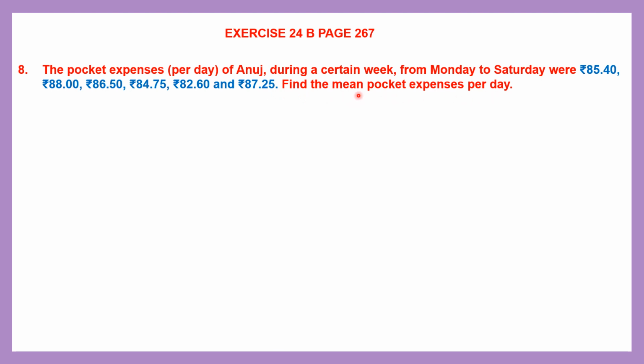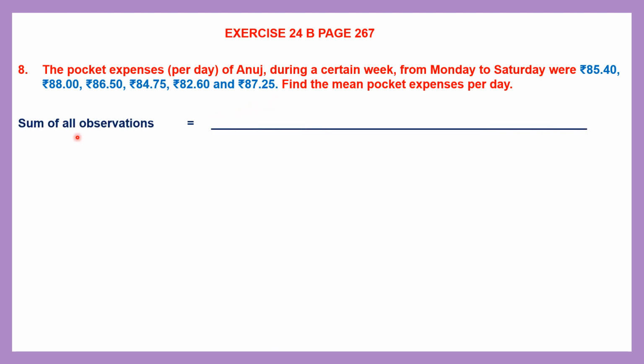So we are still continuing with data handling and we are doing mean in all these questions. Here we have been given the pocket expenses of a person called Anuj, per day, during a week. Now what is the mean pocket expense per day? That means, roughly how much he would have spent per day, like an average. So let's begin by first finding the sum of all the observations. That means we have to add up the amount that he has spent during the whole week.